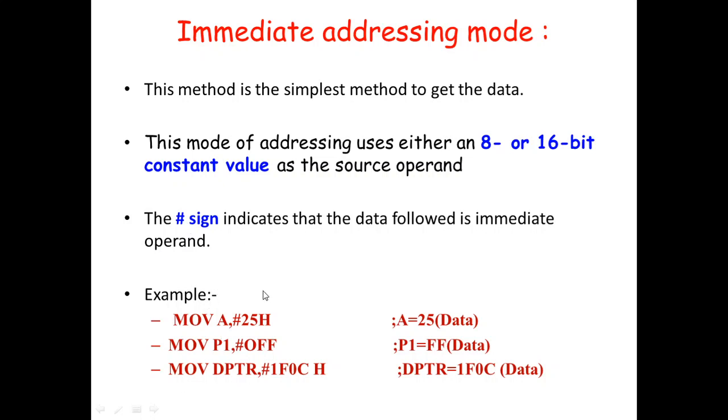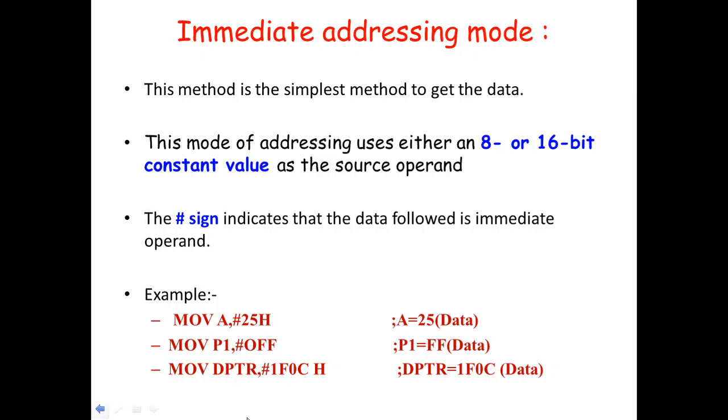Now one by one we will see the examples. My first requirement is I want to place an immediate number, that is 25, into the accumulator. That is my problem statement. I want to transfer the immediate number, for example 25, into the accumulator, and for that I am just writing the instruction MOV. MOV is nothing but copy from source to destination.